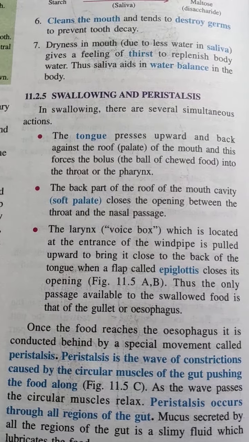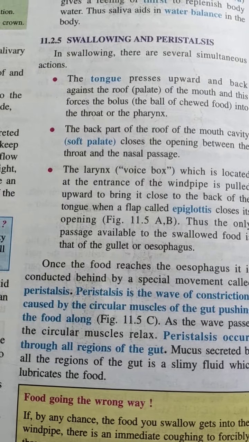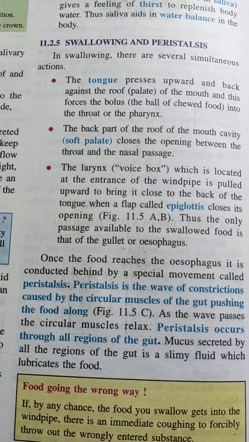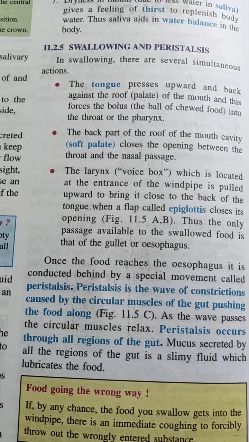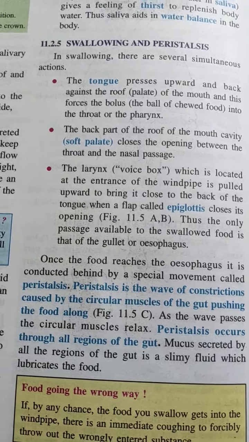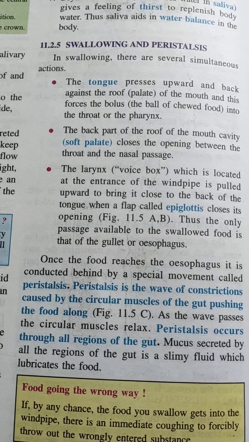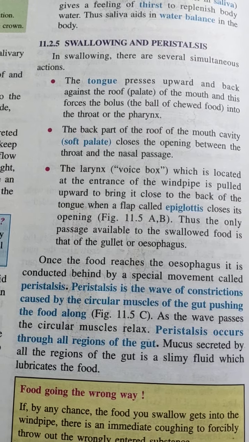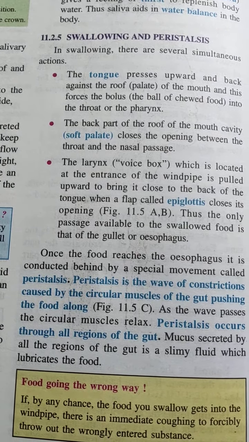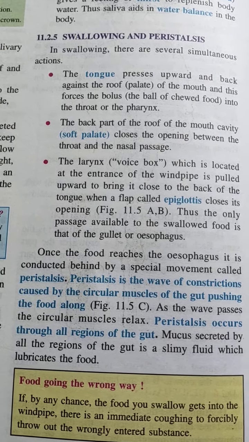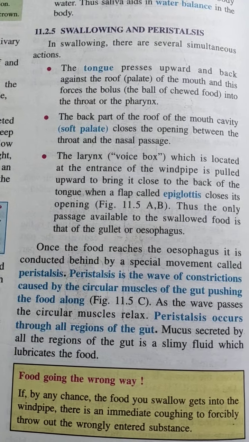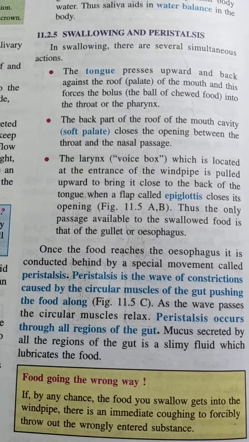Right. Once the food reaches the esophagus, it is conducted along by a special movement called peristalsis. Now we must learn the definition of peristalsis. It is the wave of constrictions caused by the circular muscles of the gut pushing the food along. This definition is very, very important. As the wave passes, the circular muscles relax, and peristalsis occurs where? Throughout the regions of the gut. Gut means the alimentary canal.